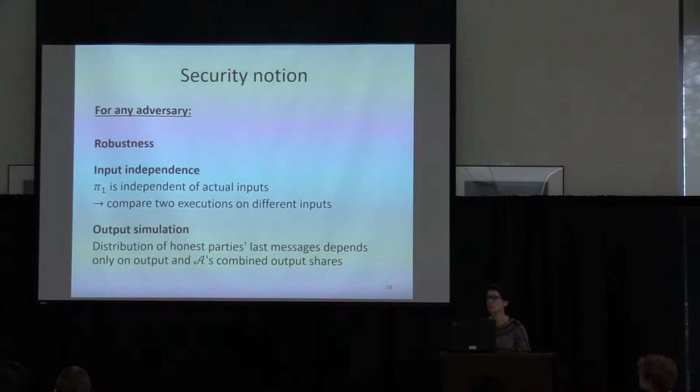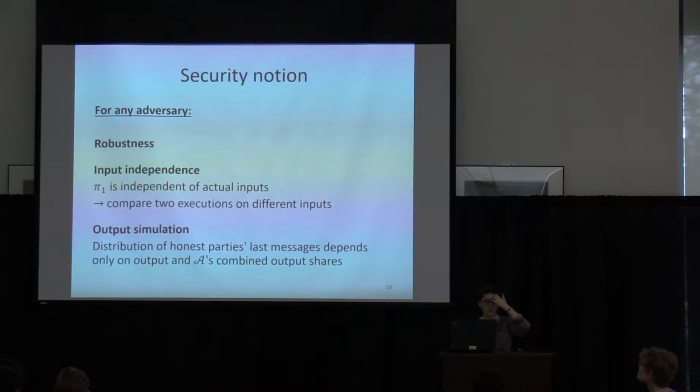And then the third property is what we call output simulation. That is a property of the output phase, and it basically means that you can simulate the output phase given only the output of the computation and what the adversary has seen so far. But it doesn't depend on the honest party's inputs.